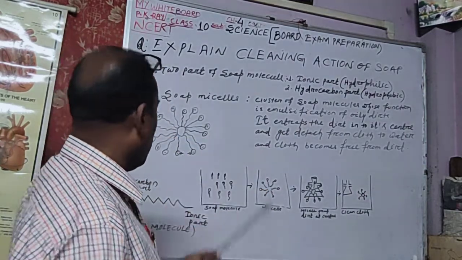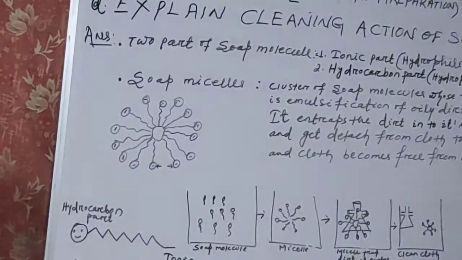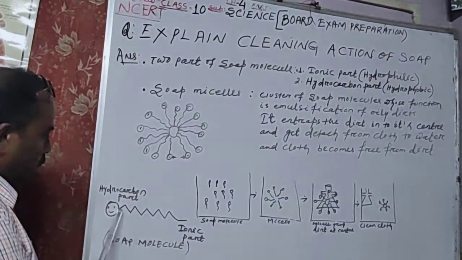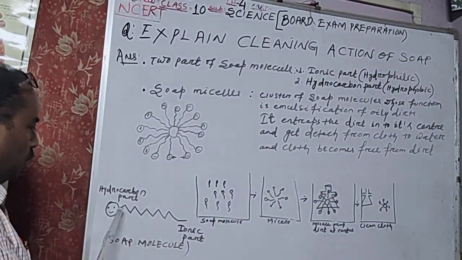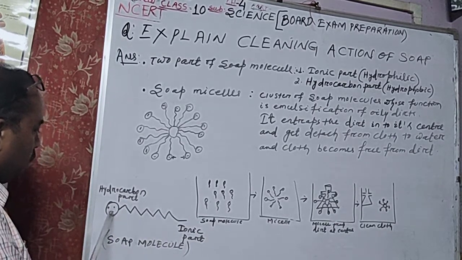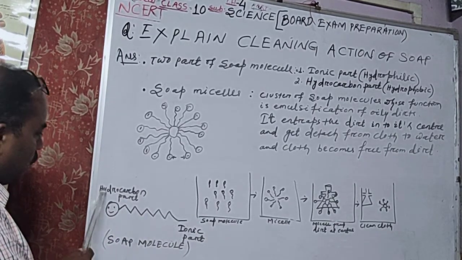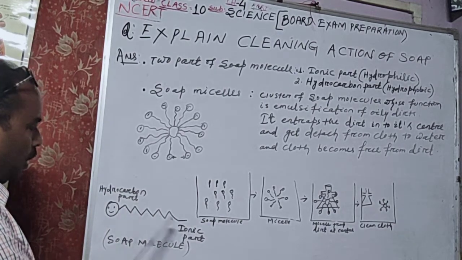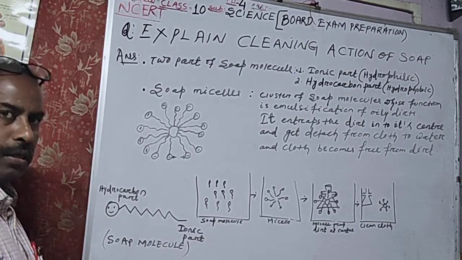Two parts of the soap molecule. This is the soap molecule. You can see here the design of the soap molecule. There is one part like this, one part like that. This soap molecule has two parts. One part is known as the hydrocarbon part. Another is known as the ionic part.